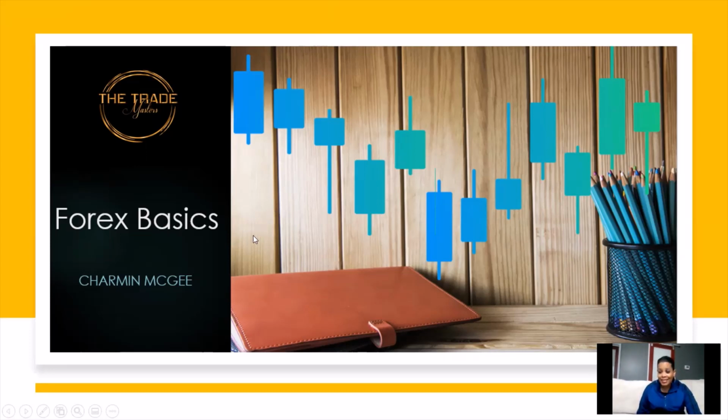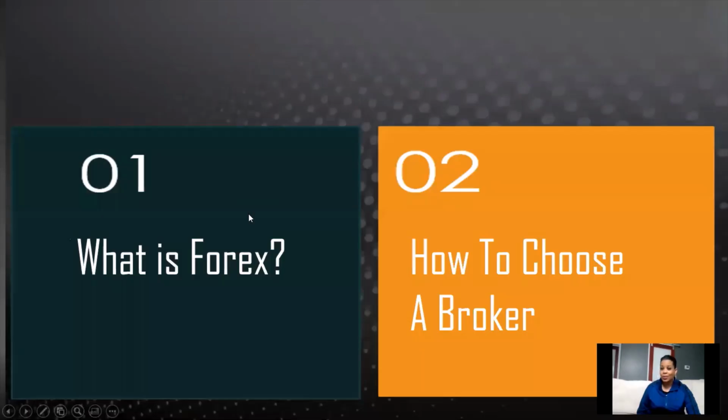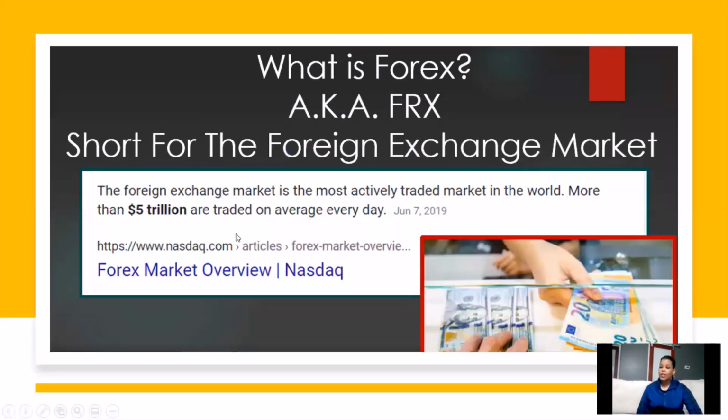Let's go to the basics. Let's start with two things. What is Forex and how to choose a broker? When we're talking about what Forex is, we're looking at currencies. Every major country has its own currency, and those currency values fluctuate throughout the day. The dollar may be worth X amount today, tomorrow it may drop in value. We're looking at these rates rise and fall of these different currencies, and we're able to capitalize on that in the market.